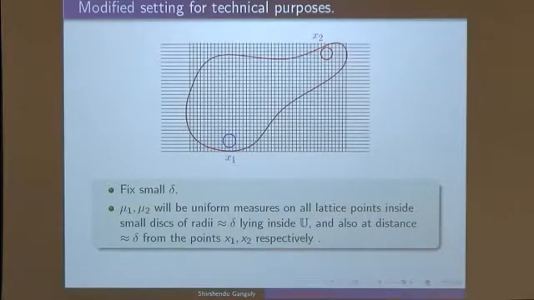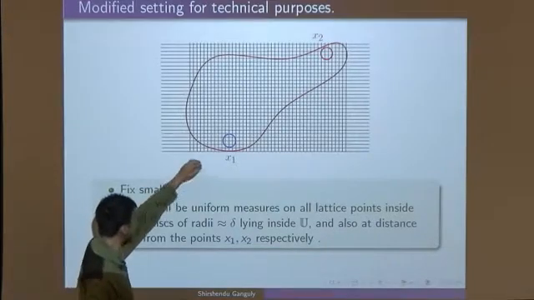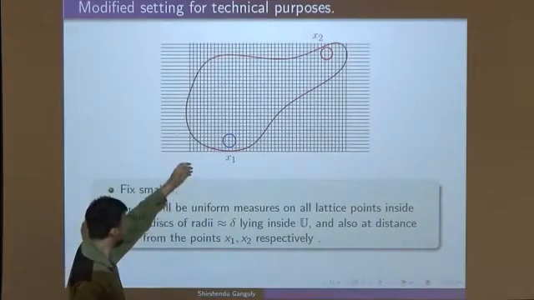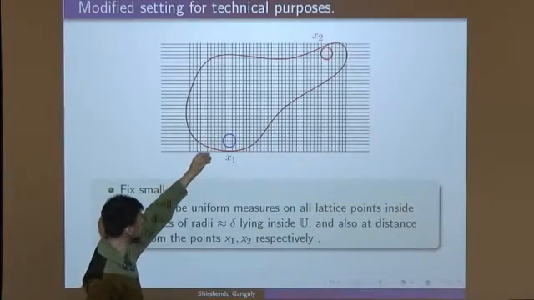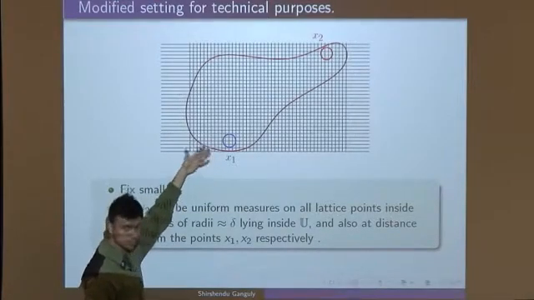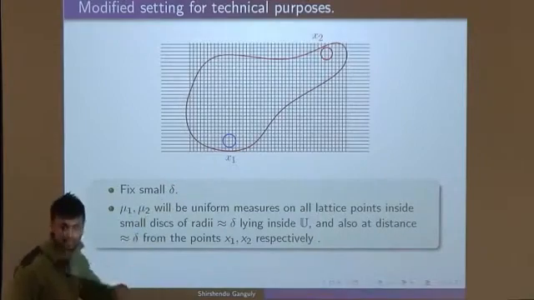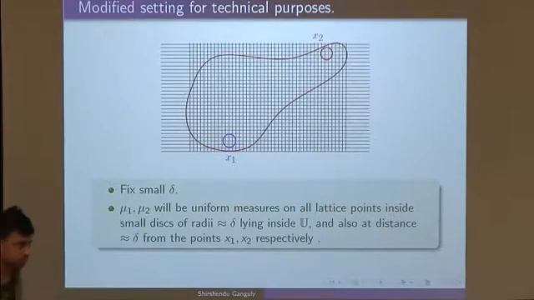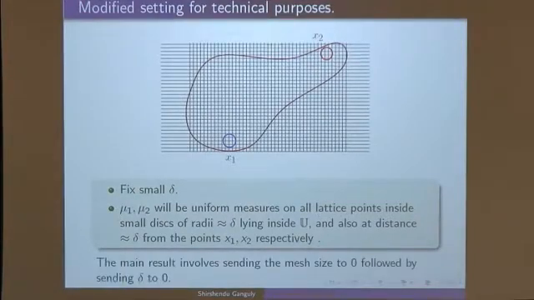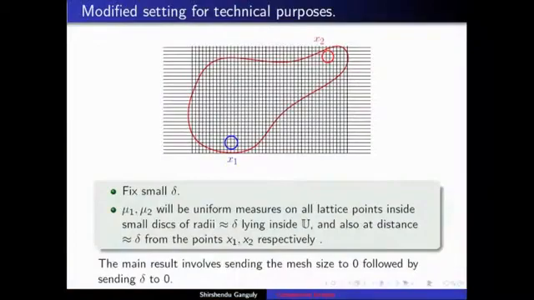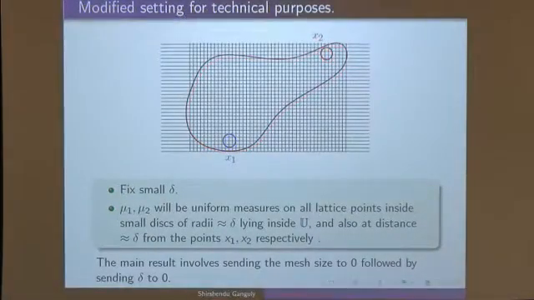I don't understand the second clause, and also a distance about delta. Yeah, so this is a smooth domain, so you can fix a small delta, and for any delta small enough, you can choose disks which are, say, at distance delta by 2 from the boundary, and also radius, say, delta by 4 or something. So instead of starting from points, we will start from the small disks. The main result will involve sending the mesh size to 0, followed by sending delta to 0, so that we asymptotically recover these point sources.